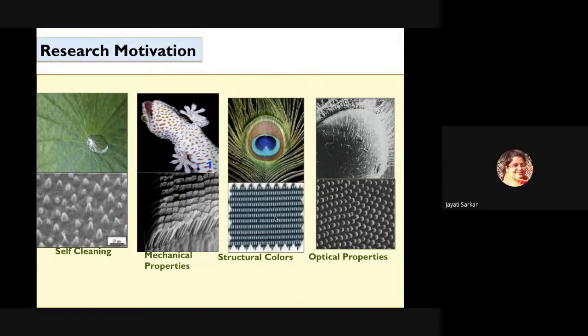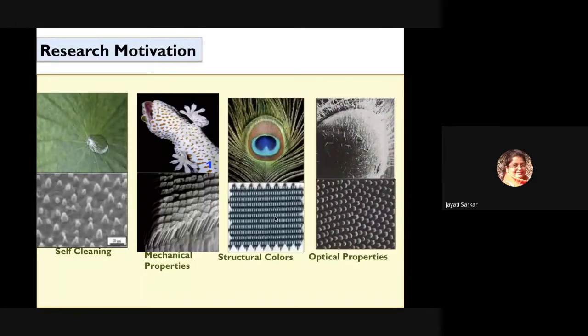For example, if you take a lotus leaf, it will have these microscopic bumps. What it does is that if there is a drop of water on it, it will not allow it to adhere to the surface, and it will help in self cleaning. Similarly, if you look into the gecko's feet, it actually has a network of hair-like structures, and what it does is it helps the gecko to actually climb the wall, so that the van der Waals interaction between the gecko's feet and the wall actually increases many folds.